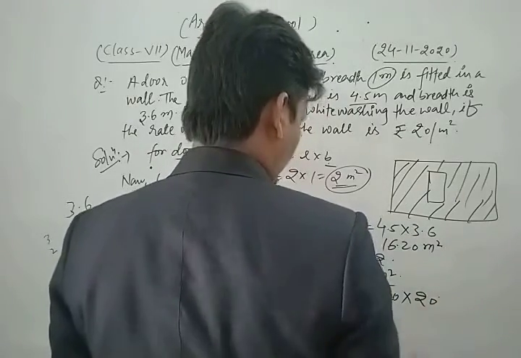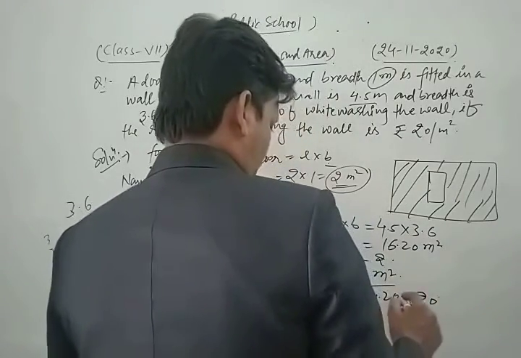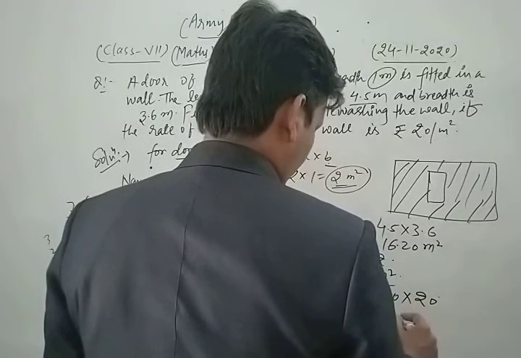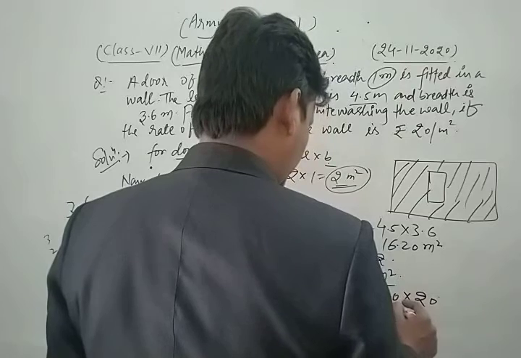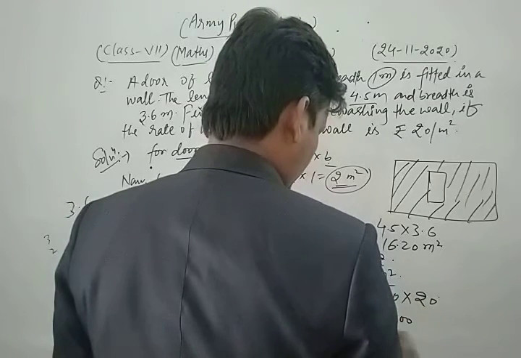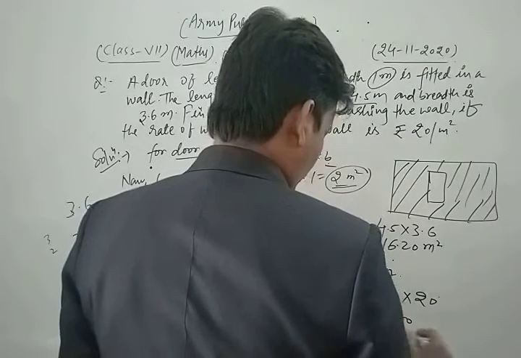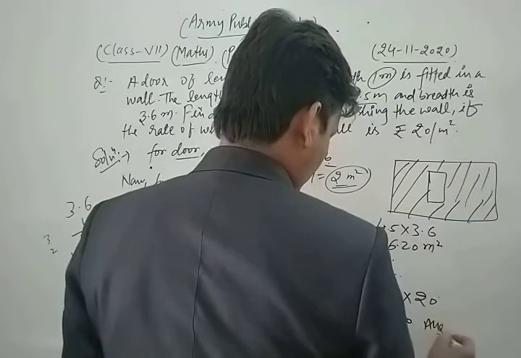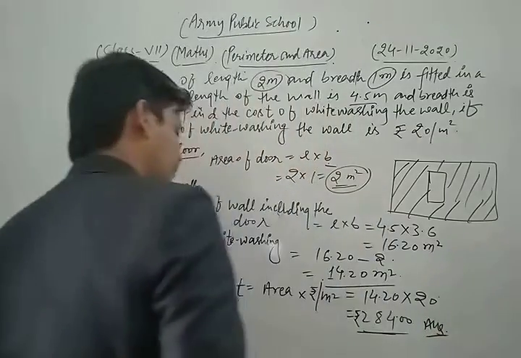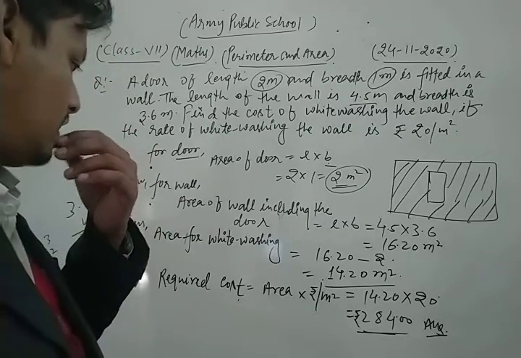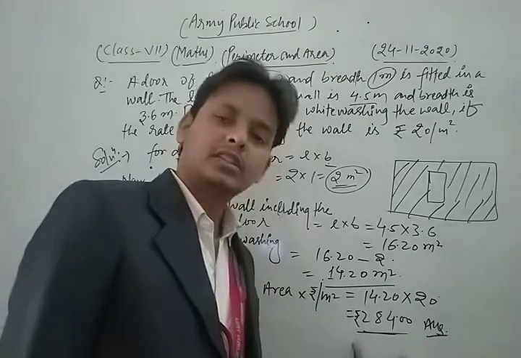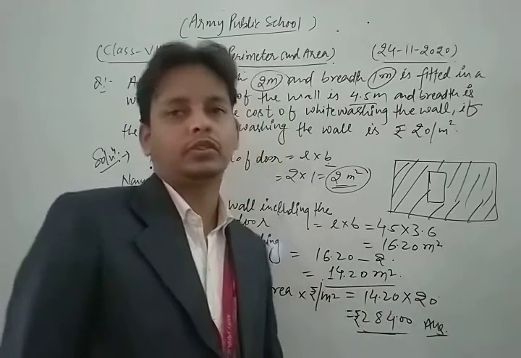20. Okay, now let's see. 2 to the 8 over the 2 0 0. We apply place value. This is rupees 284. Okay, so this is the required cost for whitewashing the wall.